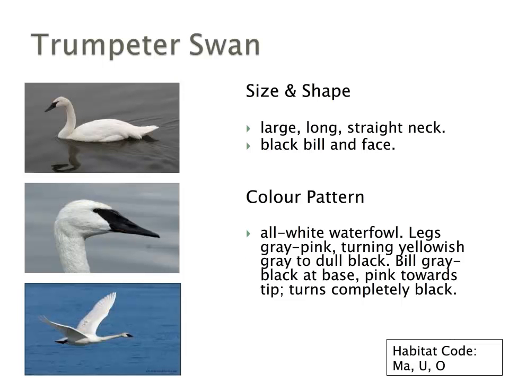The Trumpeter Swan is one of our largest birds in Ontario. Large, long, straight neck, black bill and face, as you can see present here. The legs are slightly gray-pink, and they are solid white. We can see these birds many times in urban settings. They're very attractive, and you'll find them in urban parks, etc.